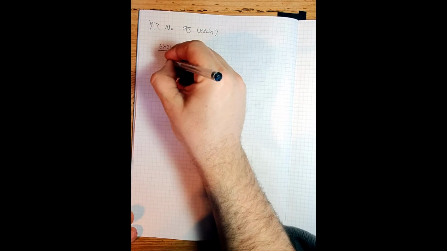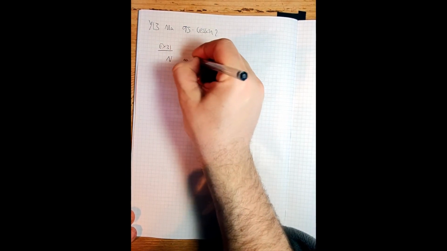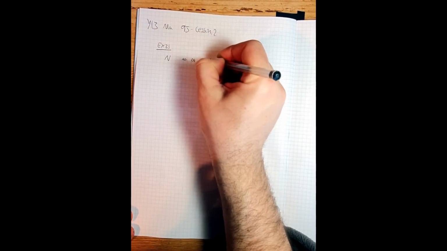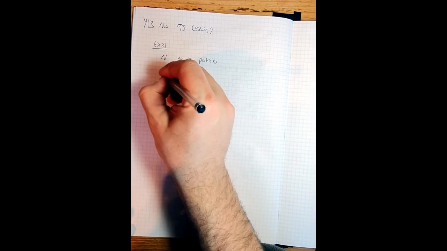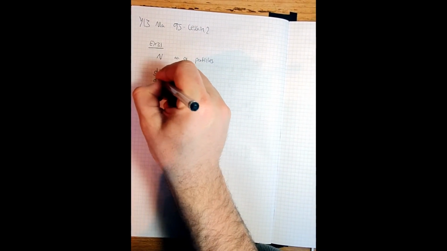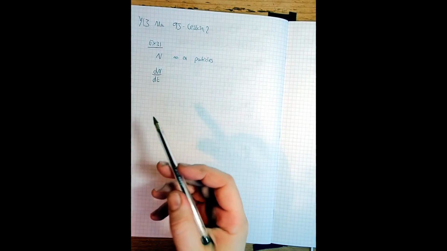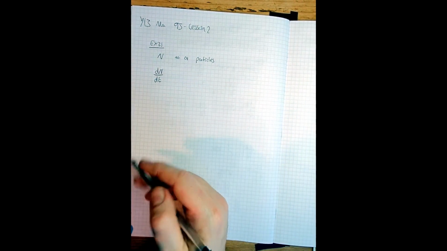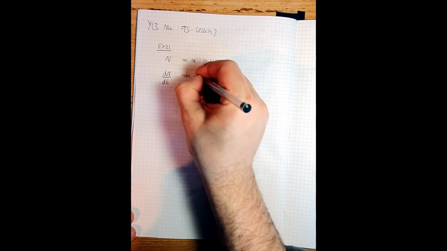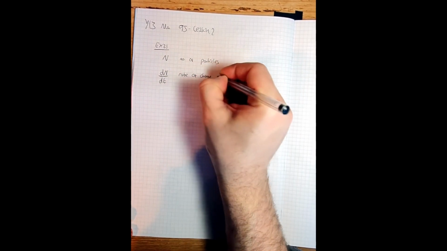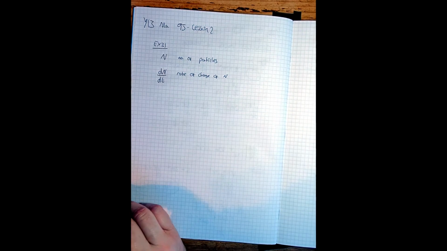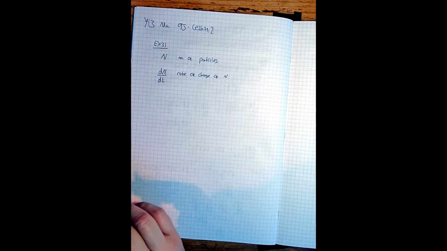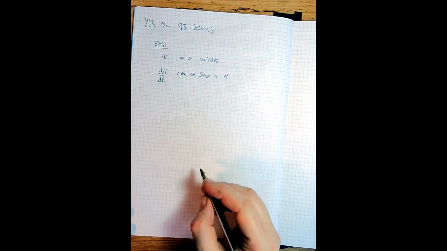In the decay of radioactive particles, the rate at which particles decay. So rate means something over t. So if I say n is the number of particles, rate of change, rate means with respect to time, so this is the rate of change of n. The rate at which particles decay is proportional to the number of particles that are remaining.